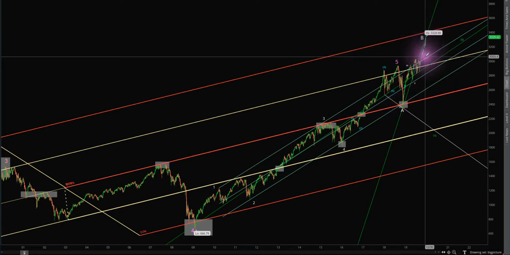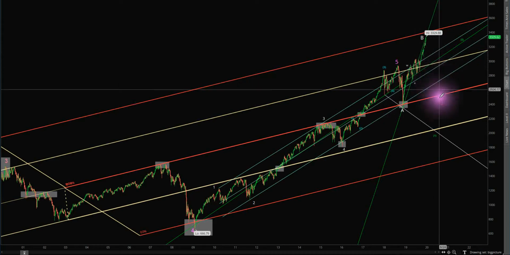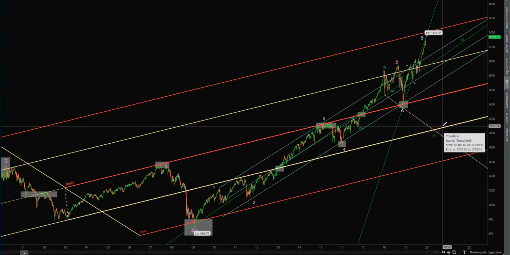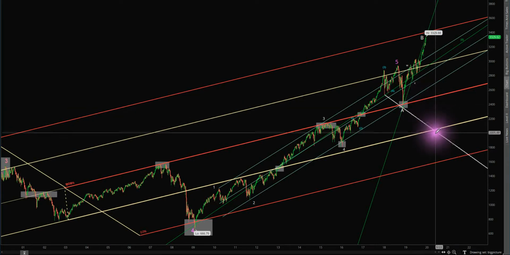We have to count 5 waves down from here, and it will probably take less than a year because you go down faster than you go up. So expecting the first half of 2020 bearish, and then back up when this A wave completes.